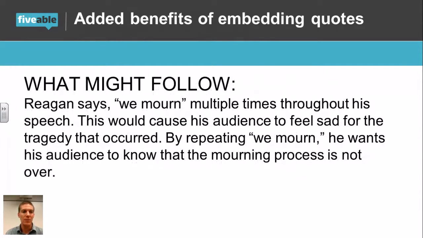Here's what might follow. Reagan says we mourn multiple times throughout his speech. This would cause his audience to feel sad for the tragedy that occurred. By repeating we mourn, he wants his audience to know that the mourning process is not over. Okay, did I say anything wrong here? Absolutely not, right? This is all correct information. But I hope you're seeing there's more to it than this.